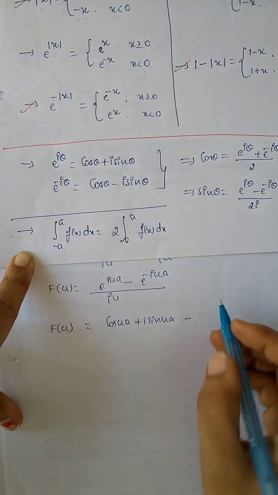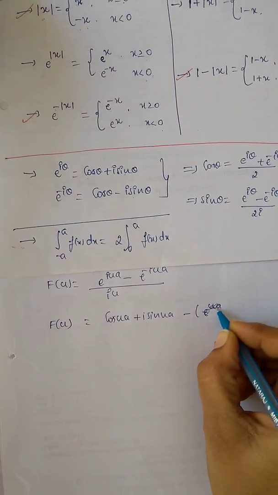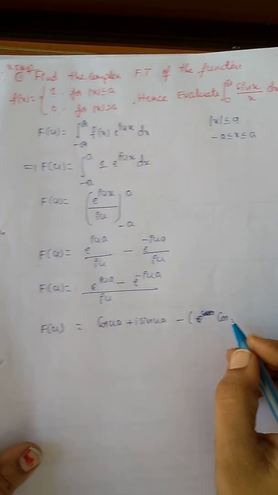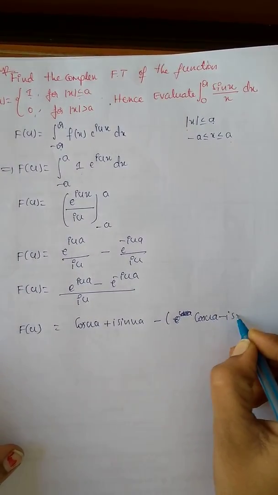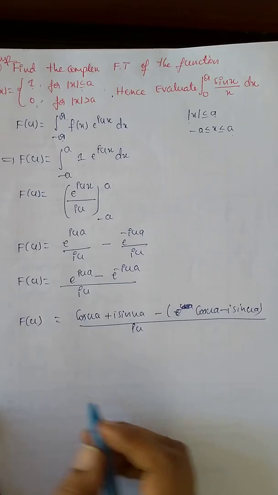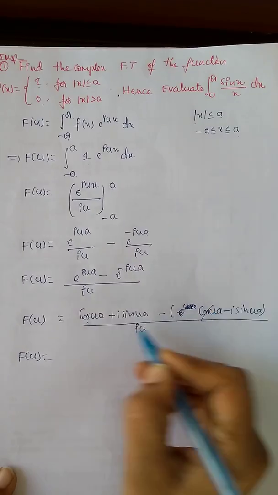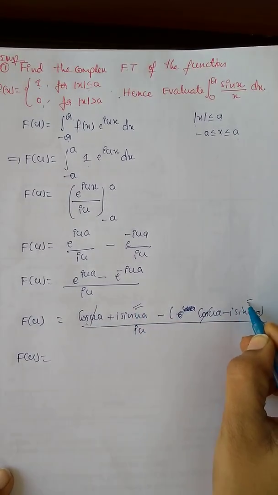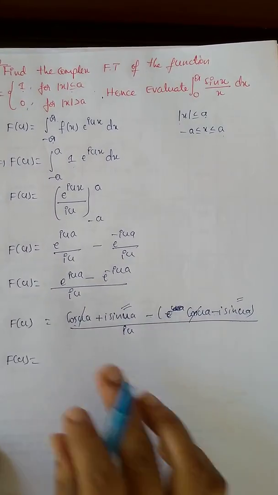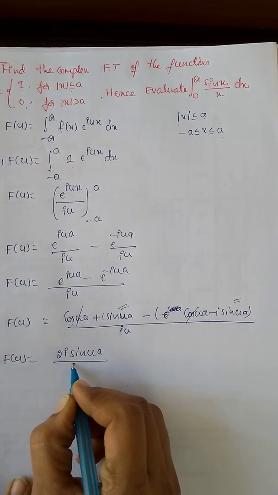Using this formula, we will get e to the power of iua, we can write cos ua plus i sin ua minus cos ua minus i sin ua, and the denominator is i into u. Further simplify this equation. Here cos ua and minus cos ua get cancelled, and the second term and the last term, plus i sin ua and minus into minus is plus i sin ua. So after addition of the same term we get 2i sin ua. The denominator is i into u term.